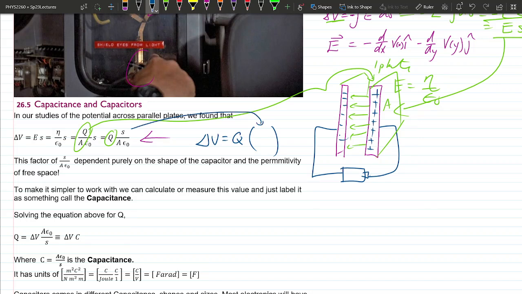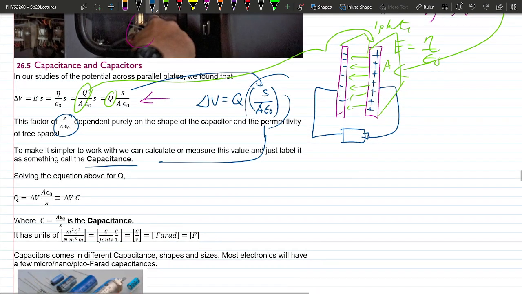And this factor happens to be S, which is the distance across the plate, the area of the plate, and then this epsilon naught constant. That's just a number that we can look up. And this little factor here, we're going to call that the capacitance. And therefore, if we just replace this whole thing with this number called capacitance, we're going to use the letter capital C. I'm going to try to make it big to represent that.